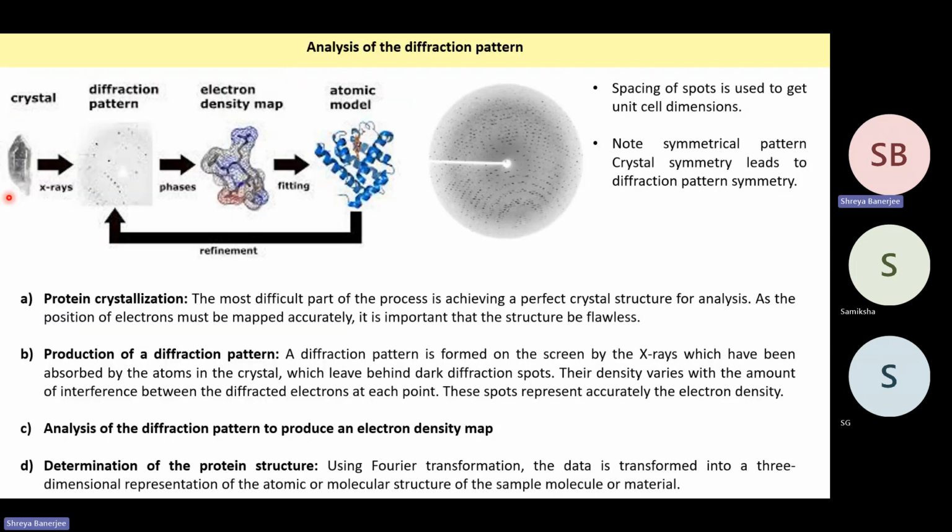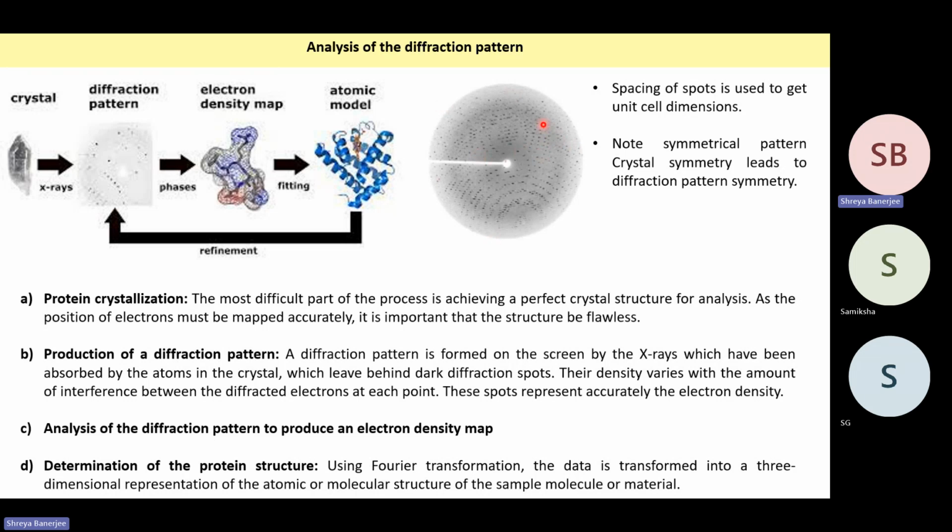So after crystallization, this is the most difficult process because you have to get a perfect crystal structure. Then the X-rays are passed to get a diffraction pattern. Basically, when the X-rays are passed through the crystal, wherever the X-ray is absorbed by the atoms in the crystal, you will get these dark spots. And depending on whether the electron density is high, the density of these spots will be high. If somewhere electron density is low, density of spots will be low.